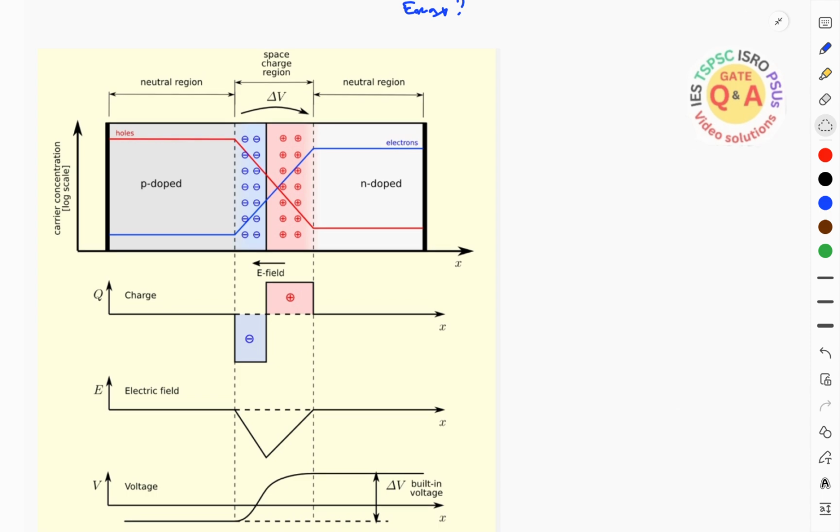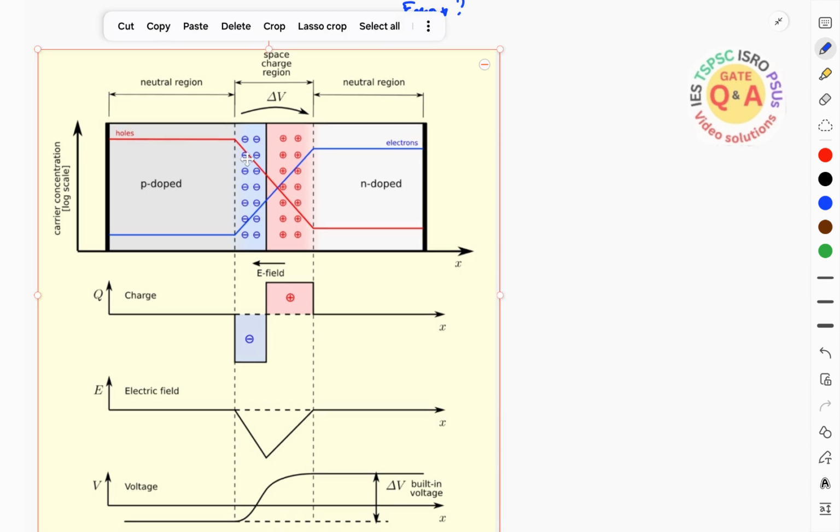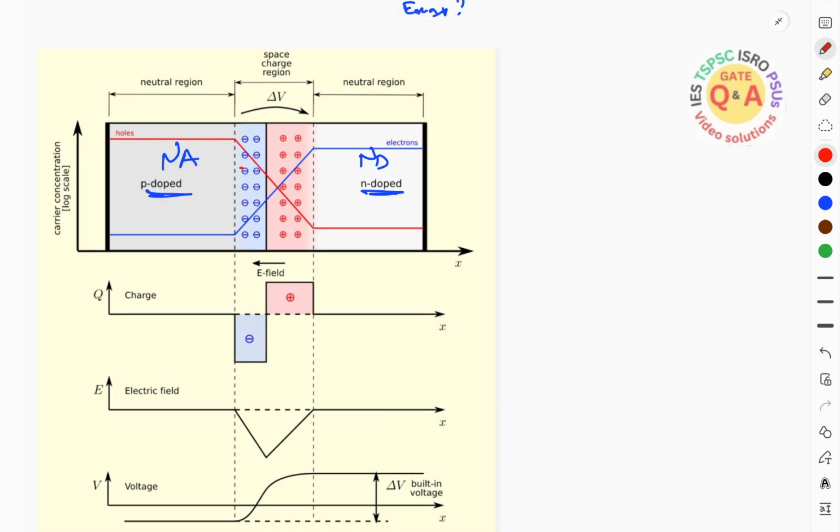This is the PN junction diode. This is the P side, this is the N side. He gave Na for the P side and Nd for the N side, and also the total width is given as 3 micrometers. Now he is asking what the N side depletion width is, and what the total maximum electric field is.